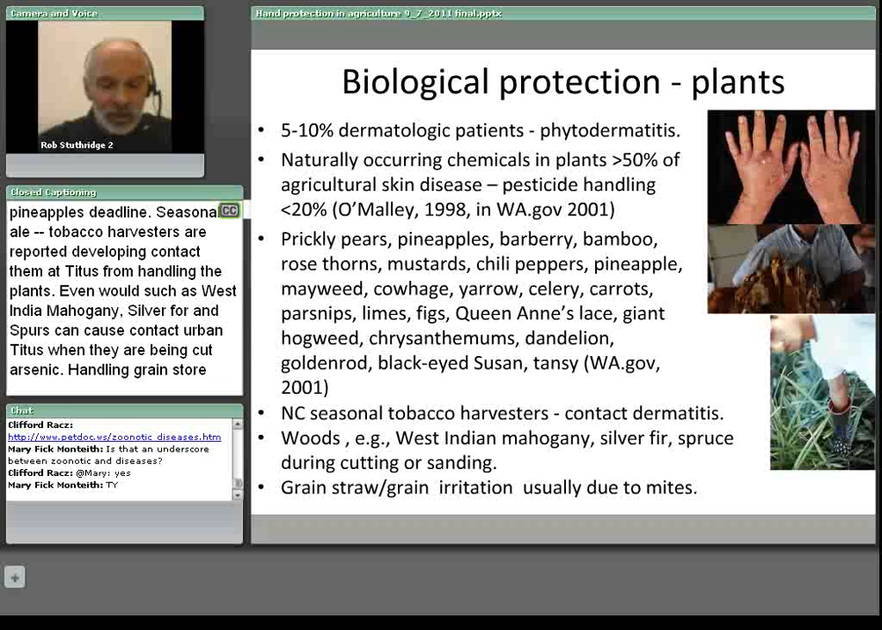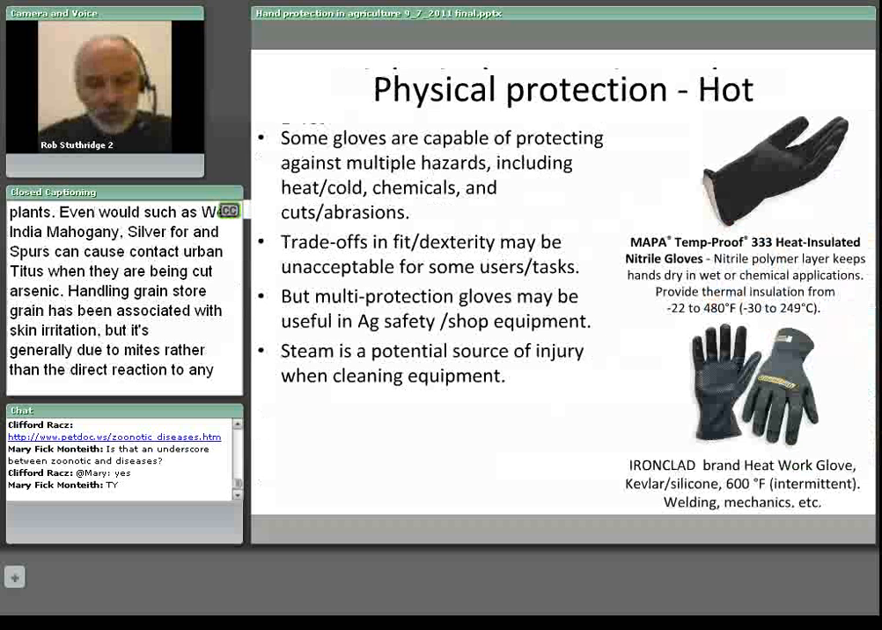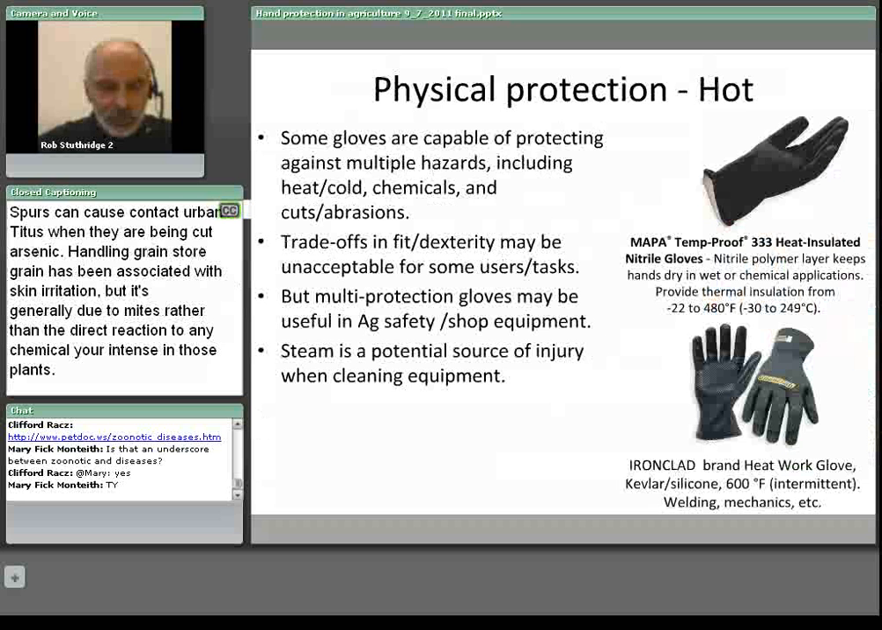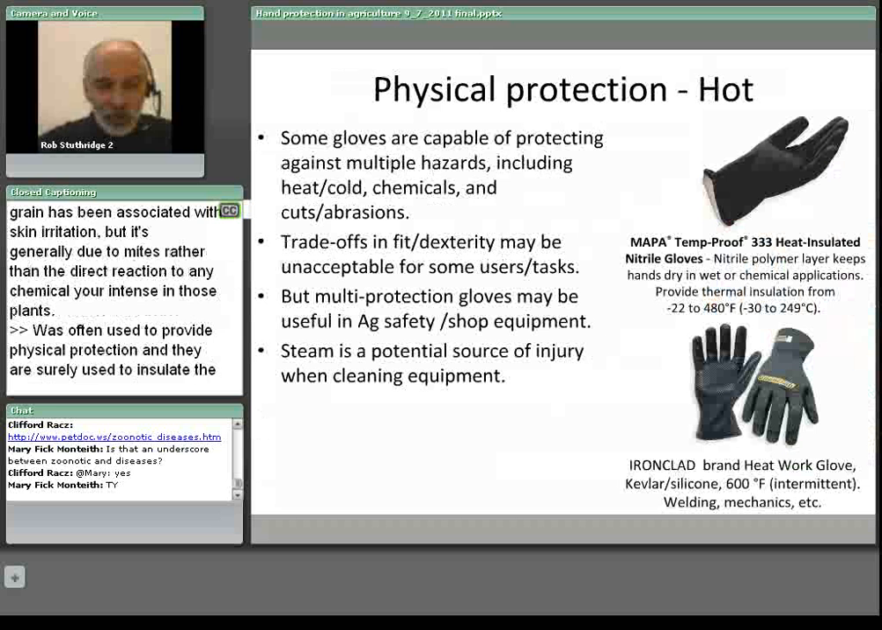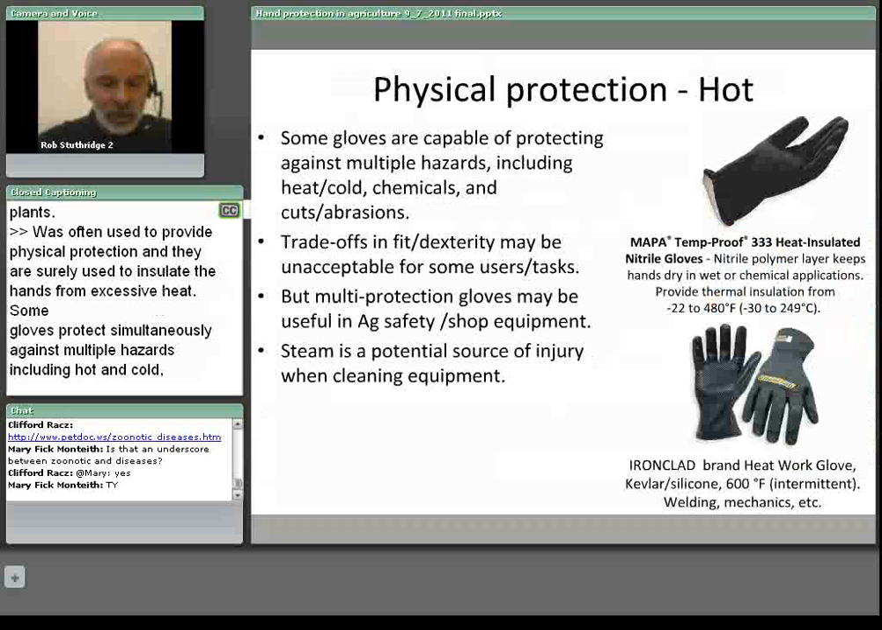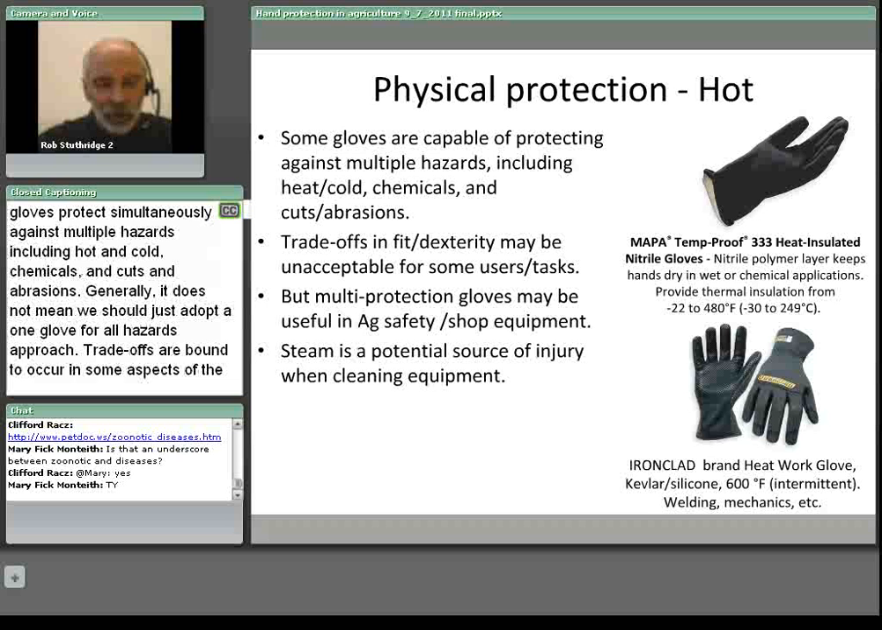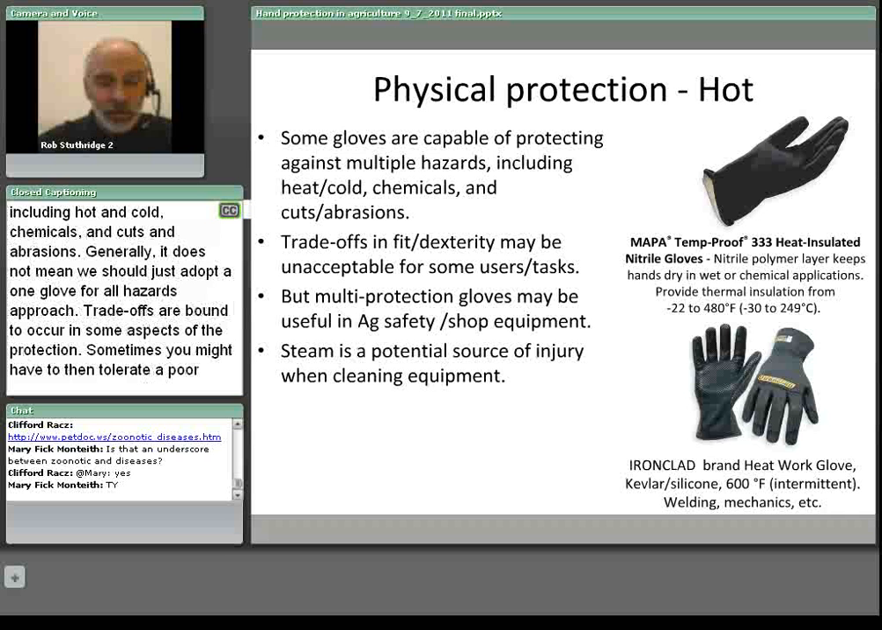Gloves are often used to provide physical protection, and they're certainly used to insulate the hands from excessive heat. Some gloves protect simultaneously against multiple hazards, including hot and cold, chemicals, and cuts and abrasions. Generally, it doesn't mean that we should just adopt a one glove for all hazards approach, since trade-offs are bound to occur in some aspects of the protection. And sometimes you might have to tolerate a poor fit or reduced dexterity, which itself can actually increase risk for some users and tasks.